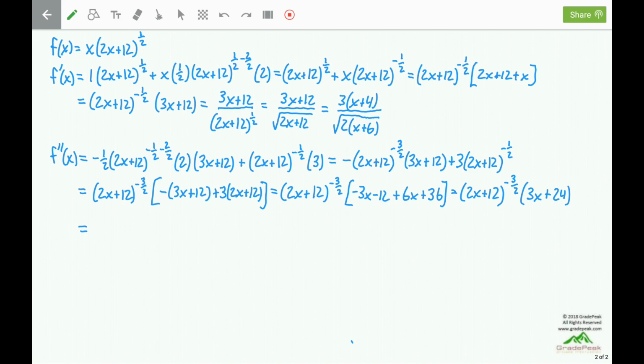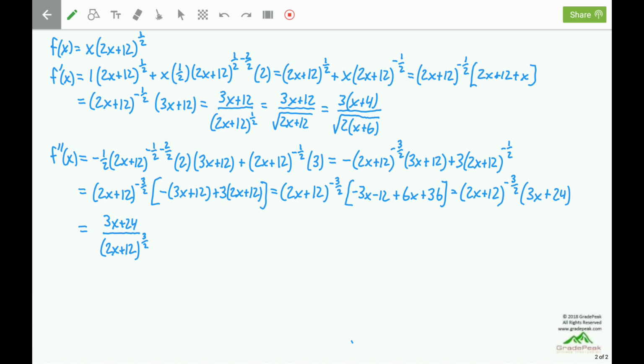We want all powers to be positive, so we'll move the 2x plus 12 to the negative 3/2 to the denominator. The 3x plus 24 can stay in the numerator. The 2x plus 12 will move to the denominator to become a positive 3/2 power.